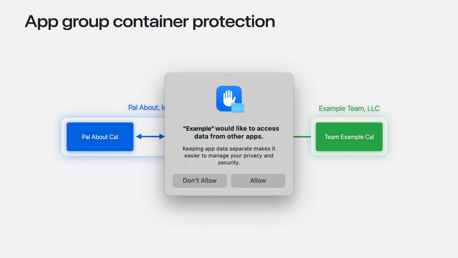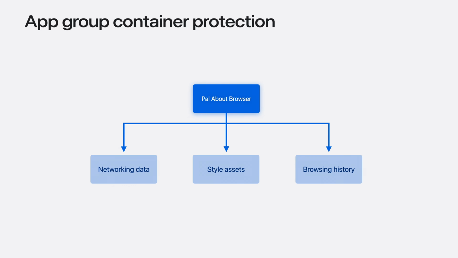If you have an app that you are not ready to sandbox entirely yet, you can also use group containers to protect a subset of that data. Consider whether your app stores data that is particularly sensitive, like browsing history or photos. You can store just that data in a protected group container, and it will have the same protection properties. In this example, Palabout Browser can protect the files containing browsing history, while keeping networking and styling resources unsandboxed.